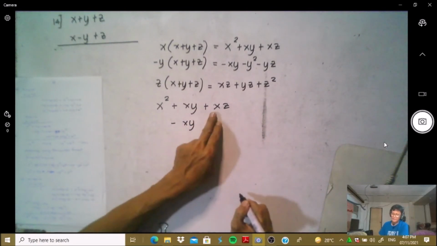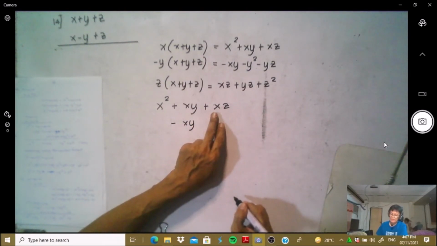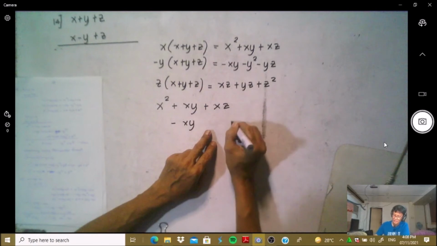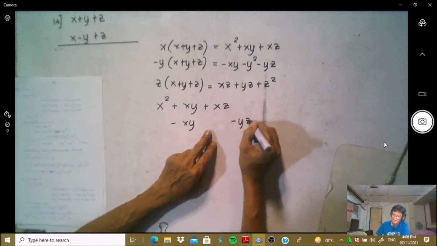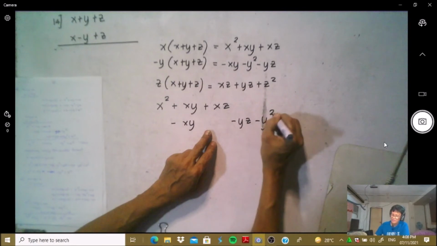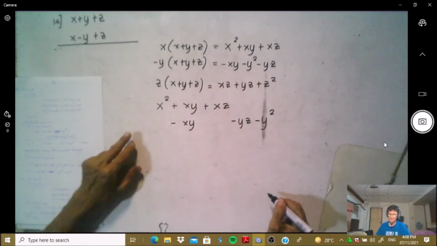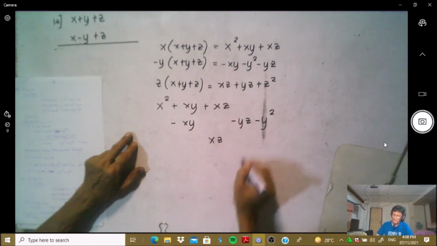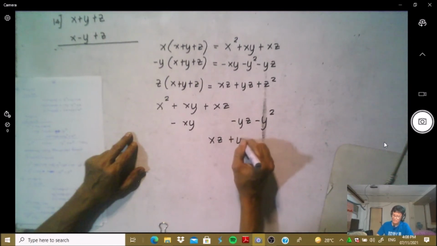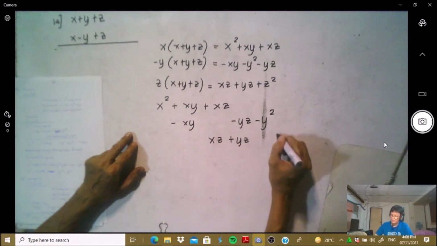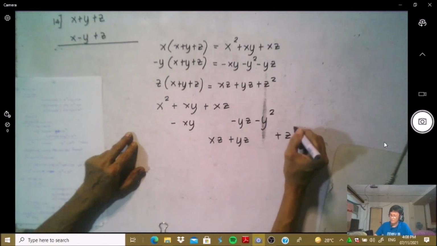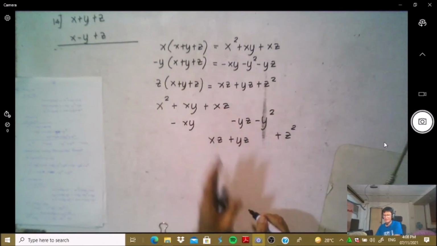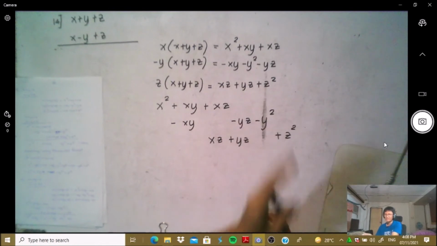Then we have xz, but we don't have xz. So what will be next? We have this one, negative yz. So we have negative yz, then minus y squared. So we have rearranged our second answer. Next will be xz. So we have xz, then we have plus yz, then plus z squared. So it should be put to the right part. Okay, so we have x squared, xy, xz, yz, y squared, and z squared.